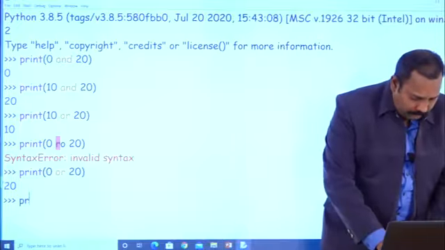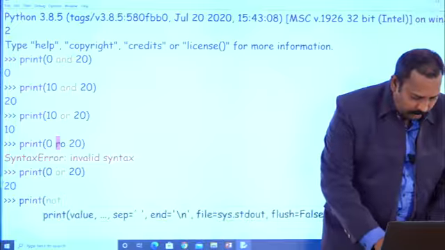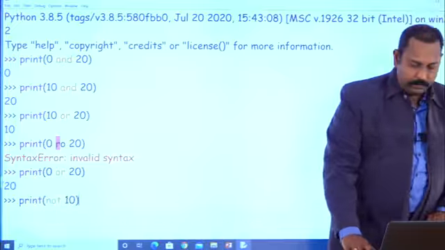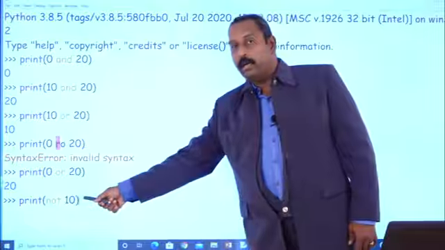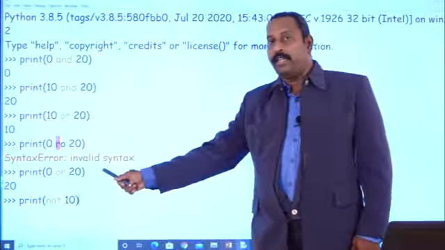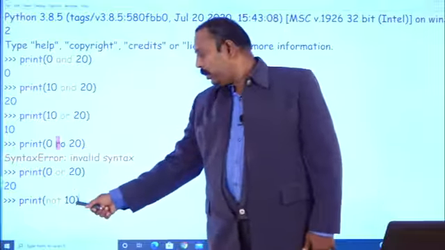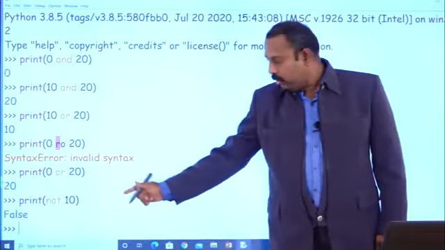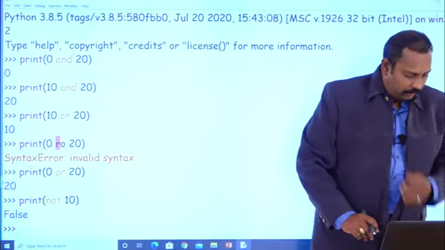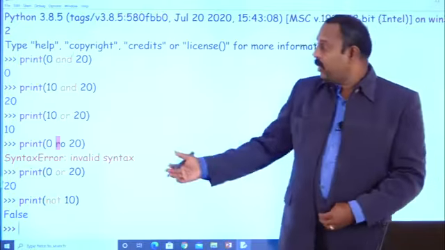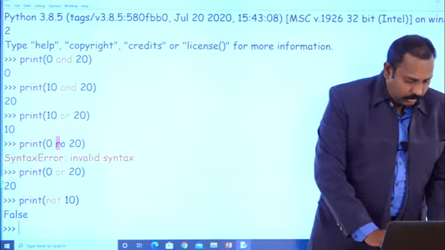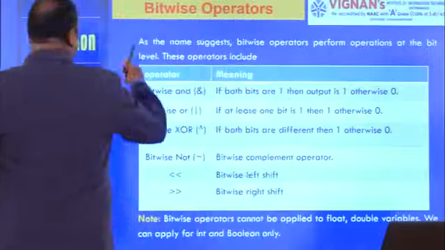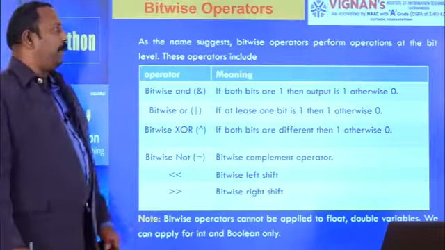Okay. Suppose print not 10. So 10 means here, other than 0, anything will be considered as true. Not true means you will get the output false. These are some of the examples of logical operators. And the next one is a very important operator called bitwise operators.